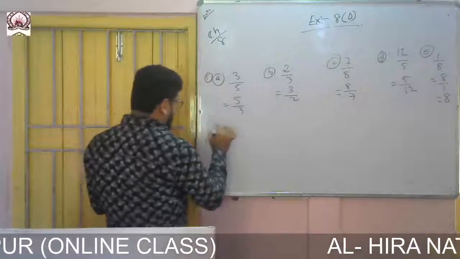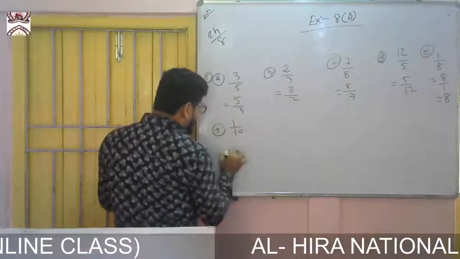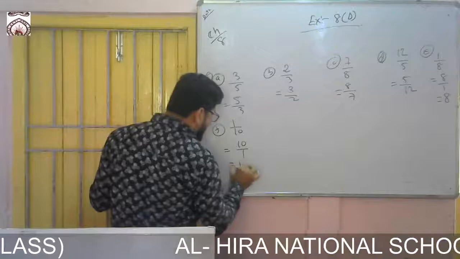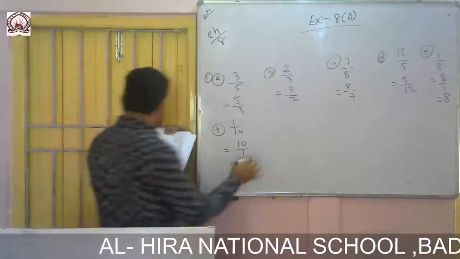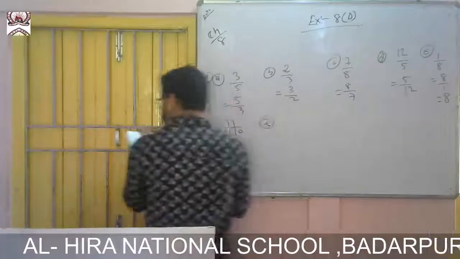Now come to F. 1 by 10. So 1 by 10, that means 10 by 1. So 10 by 1 I can write directly as 10. Okay. So come to question number 2.